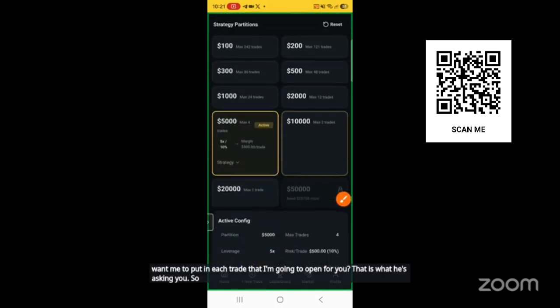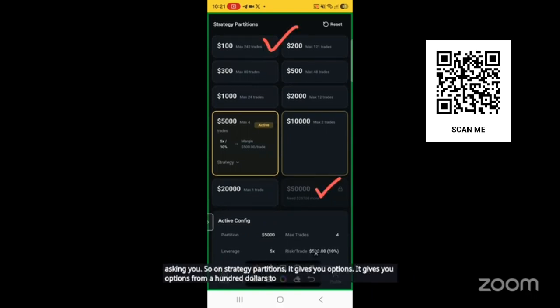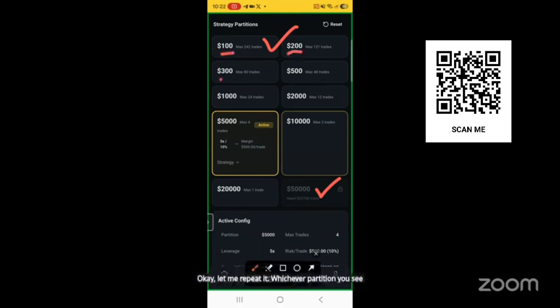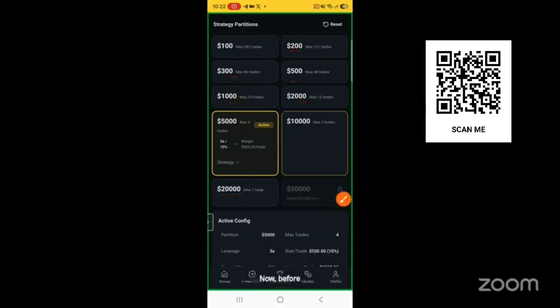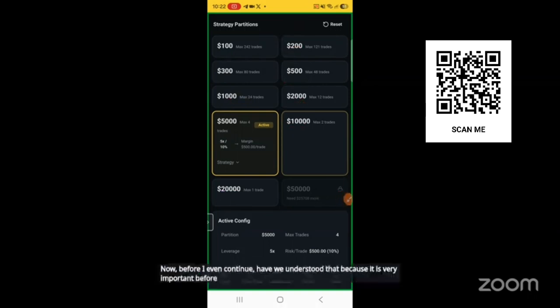So on strategy partitions, it gives you options from $100 to $50,000. How much would you want me to expose per trade? Any partition here represents how much money the bot will be able to expose for you per trade. Let me repeat it. Whichever partition you see, whether 100, 200, 300, 400, this is how much money the bot is going to put for you in each trade if you select that partition. Now, before I even continue, have we understood that? Because it is very important before I even add more context to that.